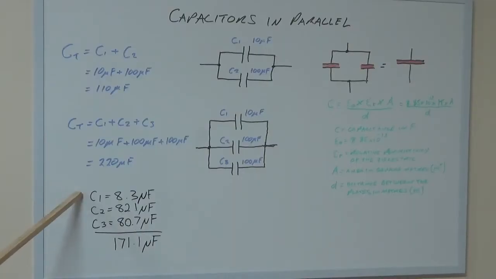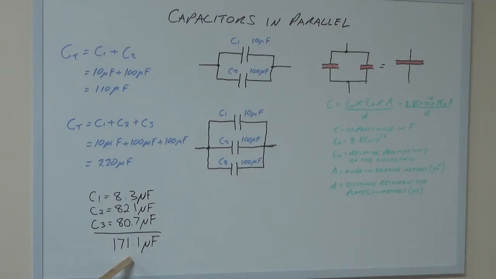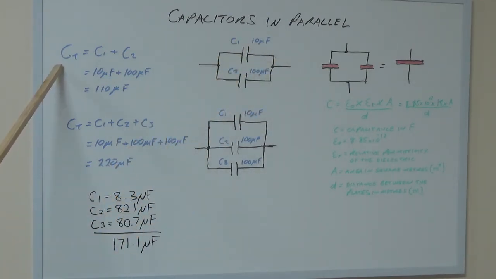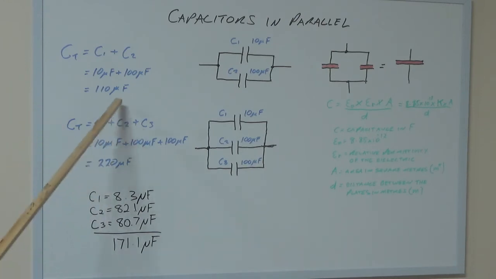Well, there's C1, that's the 10 microfarad. So we've measured 8.3, C2 was 82.1, and C3 was 80.7 approximately. You can see we added up to 171.1 microfarad, and the reading that we got was just a bit over 170 microfarad. So we're pretty much in the ballpark, and you can see that these are adding up to the figure, and that kind of proves that putting capacitors in parallel, you work out the total capacitance by just adding the capacitors together, like we've done here or here, and you'll end up with your value.